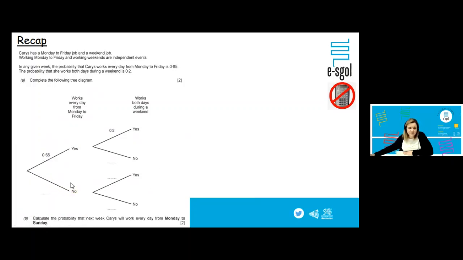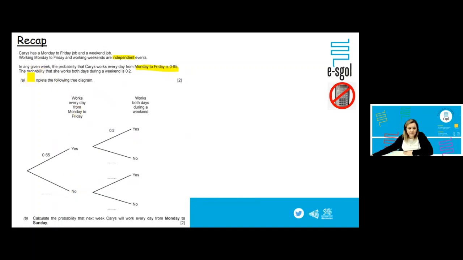Caris has a Monday to Friday job and a weekend job. Working Monday to Friday and working weekends are independent events. If you think back to last time, independent meant that they didn't affect each other. So working Monday to Friday does not affect whether she works on the weekend. In any given week, the probability that Caris works every day from Monday to Friday is 0.65, and that is on our tree diagram already. We're going to use that to fill in the no, that she doesn't work every day.